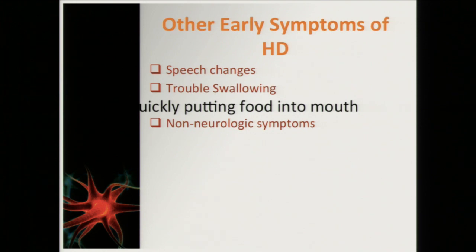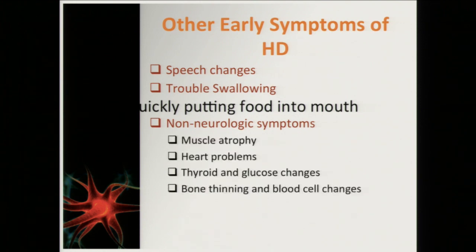And also there are other non-neurologic symptoms. So muscle atrophy, meaning that the muscles shrink. There can be heart problems. There can be thyroid problems. There can be bone thinning and bone cell problems. And we think this is because the Huntington protein is expressed in every cell of the body. There's also weight loss, and this is something I'm pretty vigilant of in my clinic. It's somewhat unexplained. We think that because the cells lining the gastrointestinal system are also involved, that may have something to do with it.